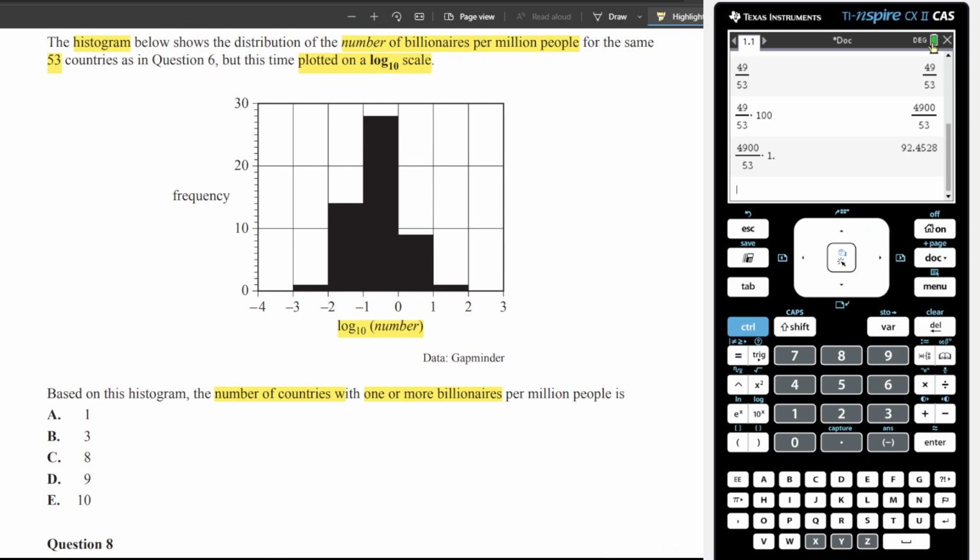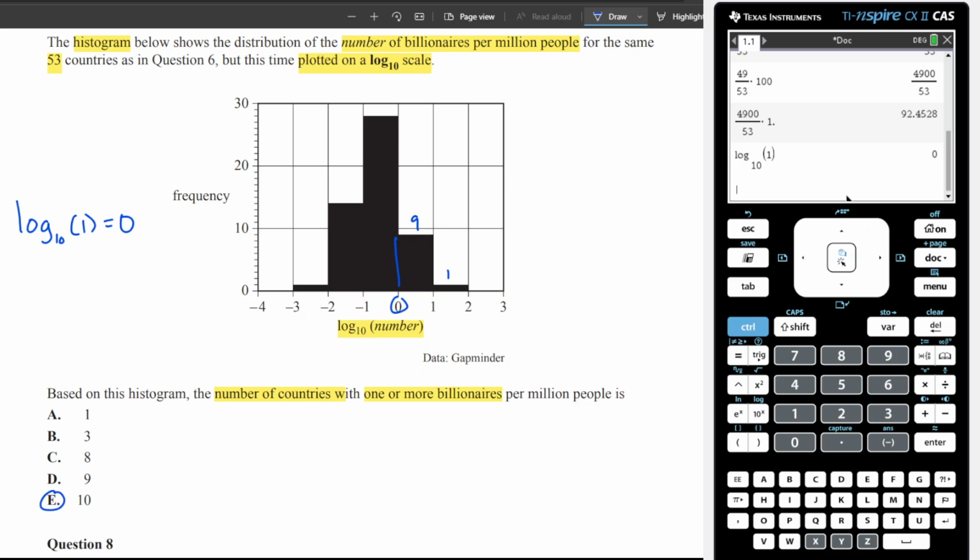Well, how do we work out how many countries have 1 or more billionaires? Well, let's say they've got 1. If we do log base 10 of 1, what's that equal to? Well, let's actually check on our calculator, but we should hopefully know this. If we do log base 10 of 1, the answer is 0. So we're looking at this line here. How many countries have more than 0 on this graph? Well, if we look on the horizontal axis, we've got 9 in here, and we appear to have 1 here. So it looks like we've got 10.